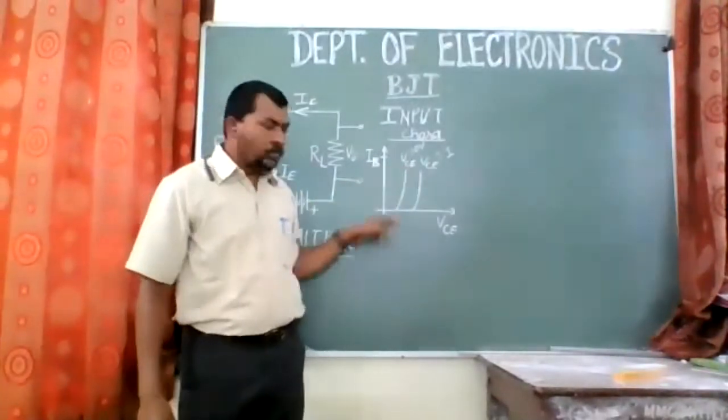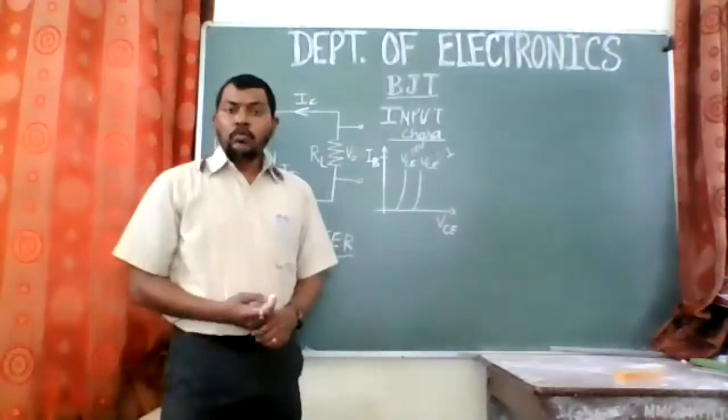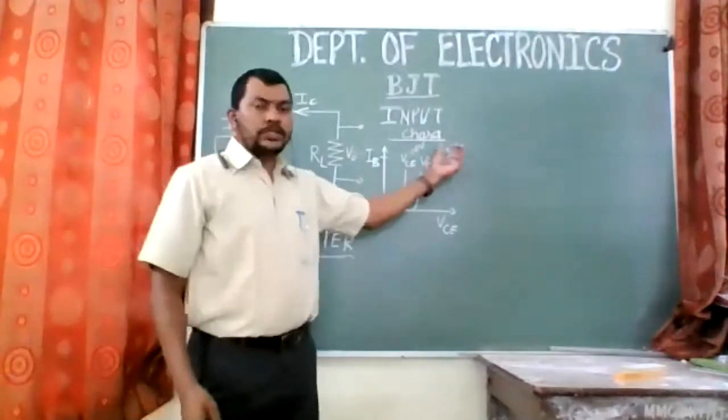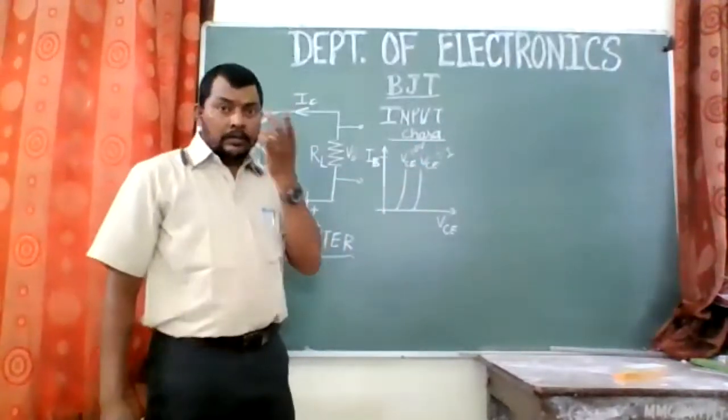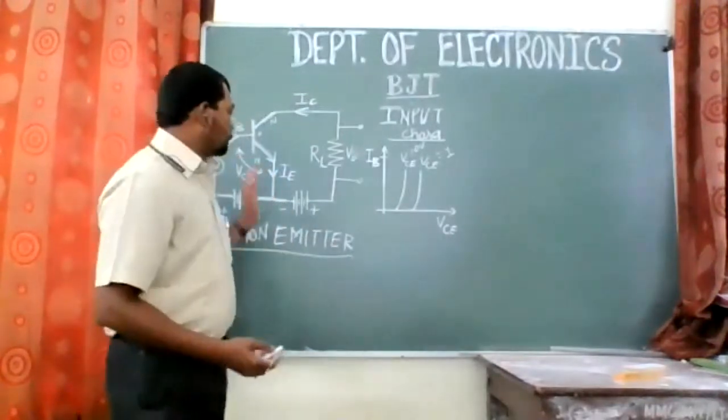So we have two graphs: when VC equals 0 volt and when VC equals 1 volt. So we are having two graphs like this, right? If you increase VC, then again we will have another graph accordingly. So we are having that.